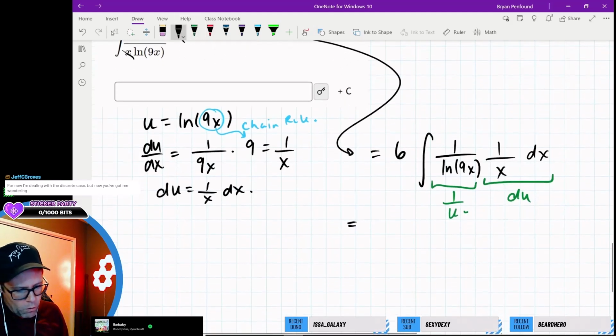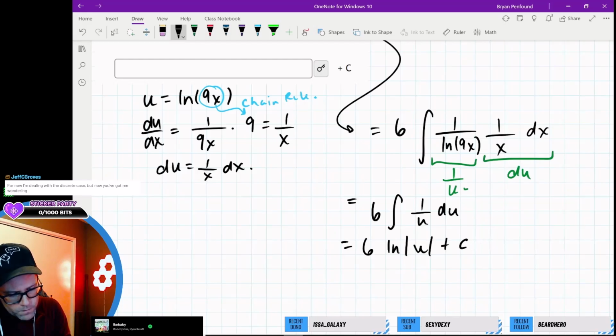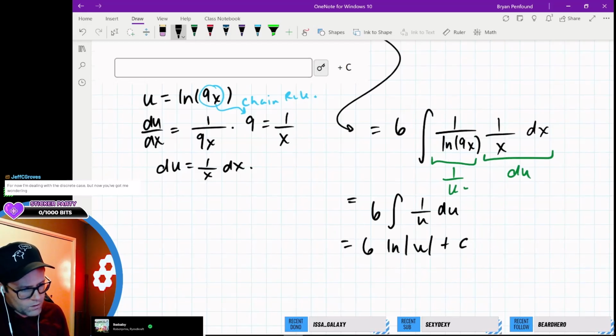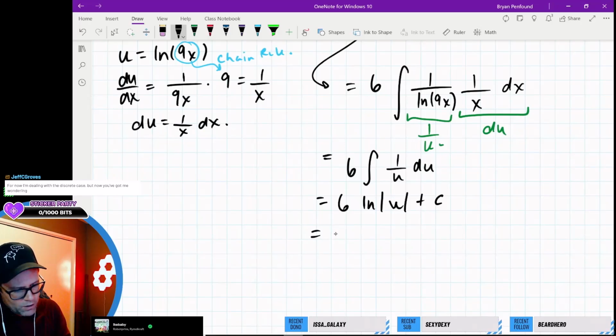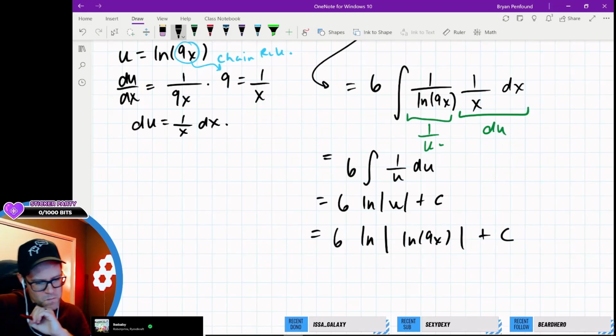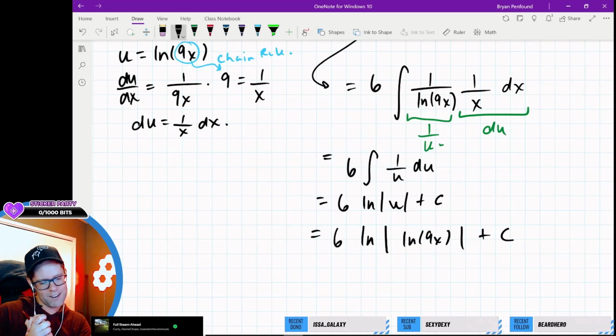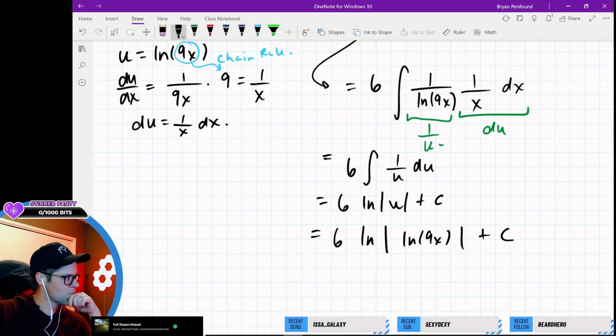Cool, okay, so we get 6 times the integral of 1 over u du. And we know that's just going to be the natural logarithm of absolute u. Oh, that's weird. We get a logarithm of a logarithm. So 6 times the logarithm of the absolute value of the logarithm of 9x. That's super weird, but I guess that's what it is. I guess the 1 over x comes out because of the chain rule. Yeah, okay. I can get behind that.